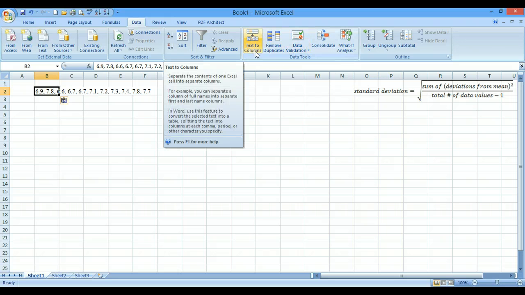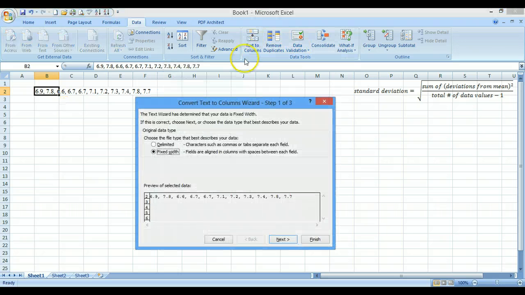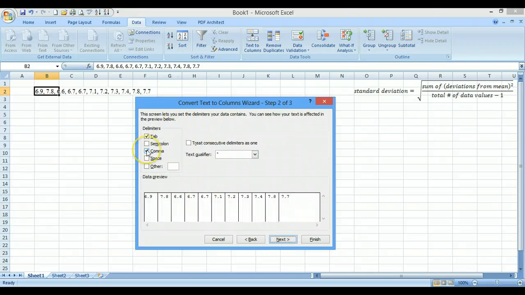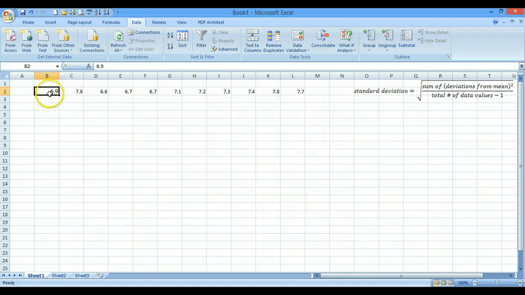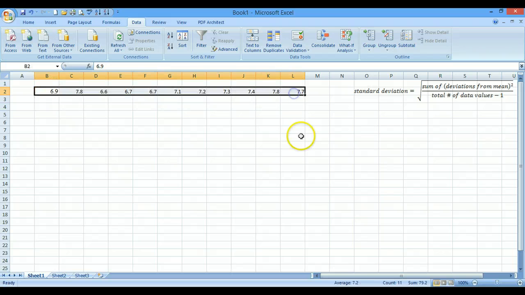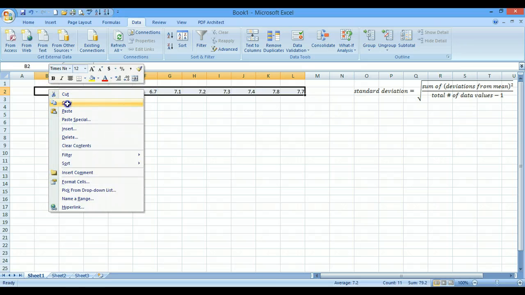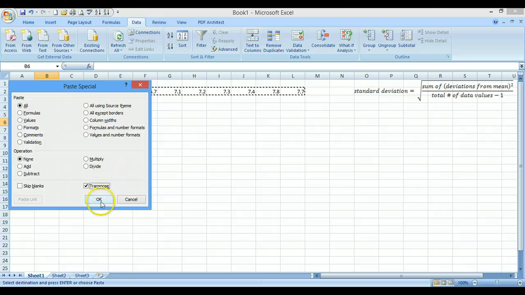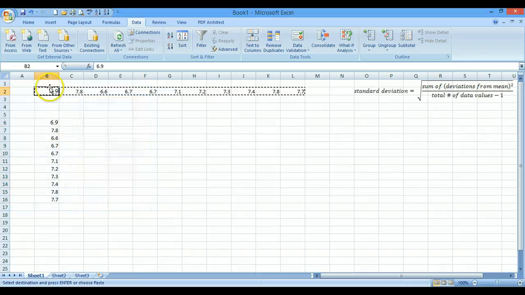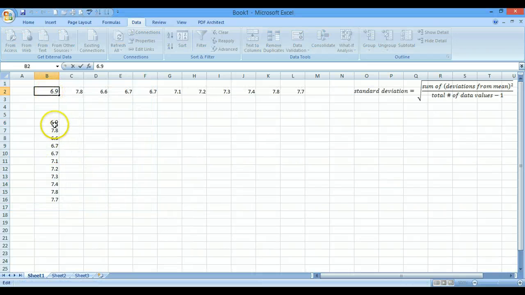So what I'm going to go to is text to columns under my data. And here I'm going to say delimited, and I have commas separated. Next, finish. There we go. Now if I want these in a column instead, I'm going to copy, paste special, and transpose. So now all of my data is in a column.